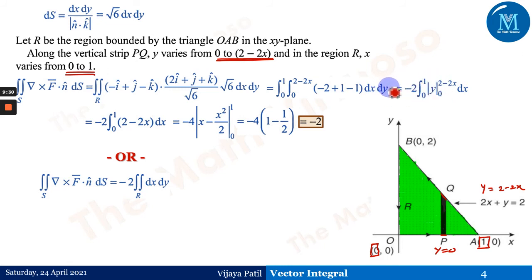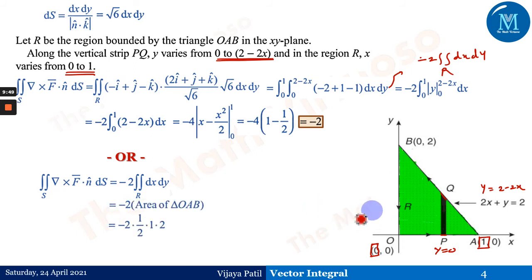Here in the in-between steps we have got minus 2 double integral dx dy, and we'll be starting from this. So this part will remain the same. Double integral dx dy is nothing but the area of this particular triangle OAB. And what is this? This is nothing but 1 by 2 times height into the length of the triangle. Length is 1 unit.